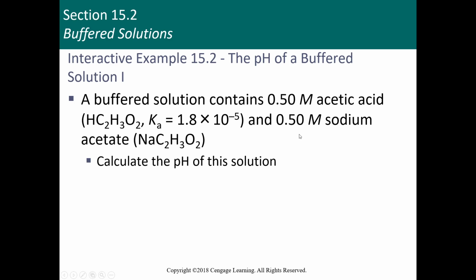0.5 molarity of sodium acetate, which again is going to be the salt of the acetic acid. Or another way of saying it is you're adding the conjugate base of this acid. And the Ka for this acid is right there. So let's calculate the pH of this solution.